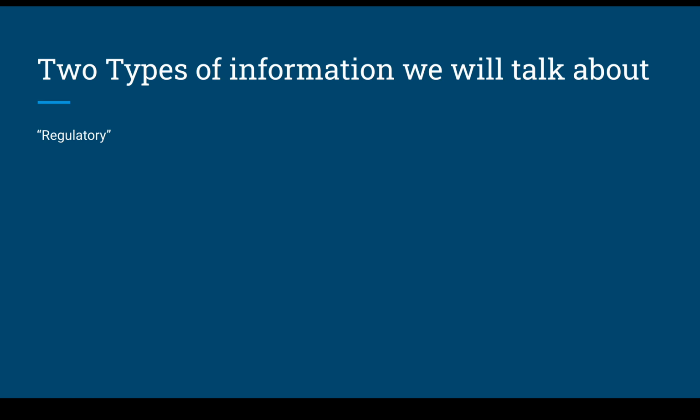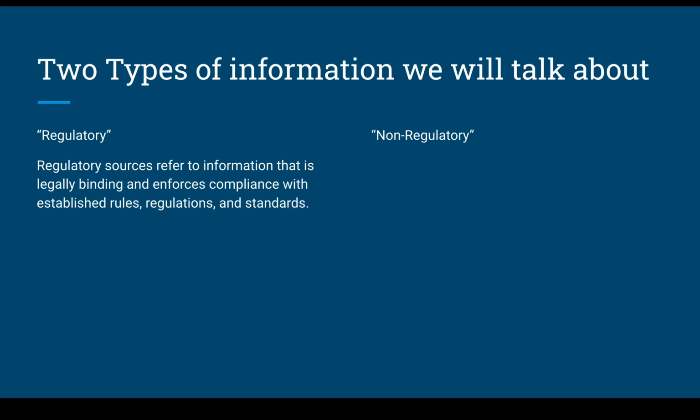Number one is regulatory information, and there's non-regulatory information. Regulatory sources refer to information that is legally binding and enforces compliance with established rules, regulations, and standards. For examples, the Federal Aviation Regulations, well, regulatory, it says regulations right in it, but also some things called FDCs, NOTAMs, whether they're FDCs or TFRs. And if you don't know what those are, we're going to talk about those in this lesson. So just write those down.